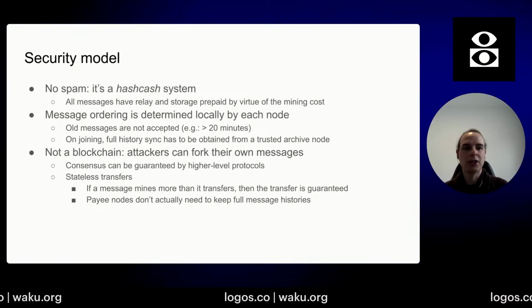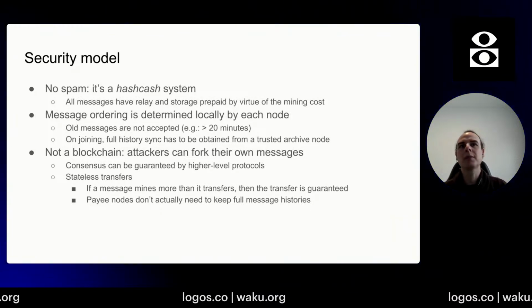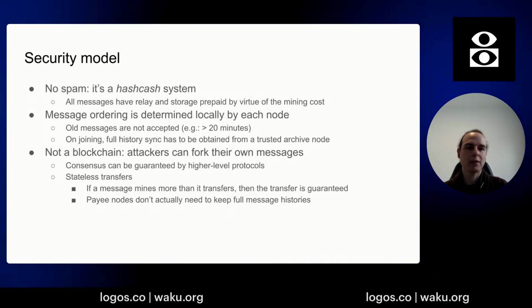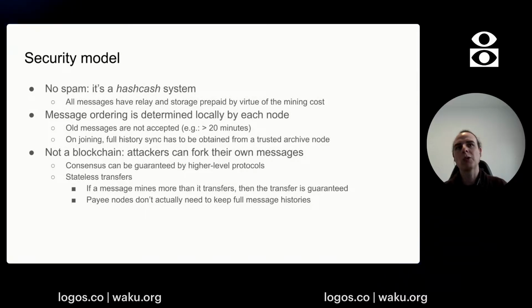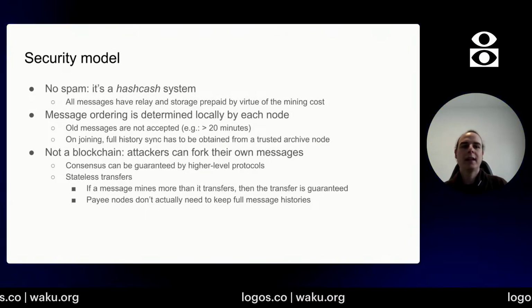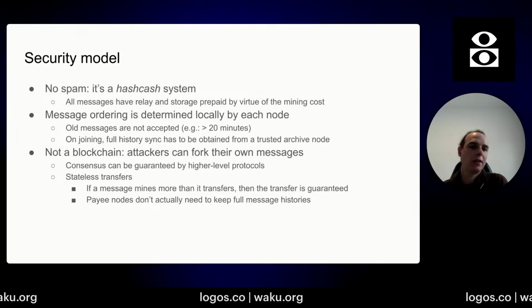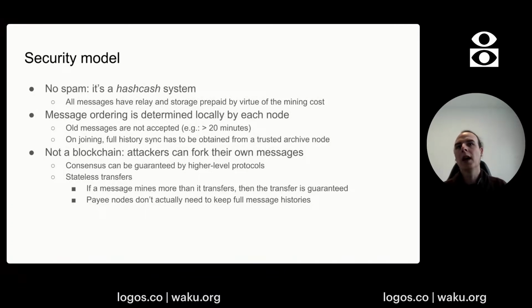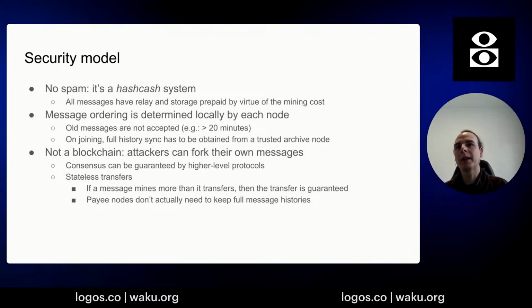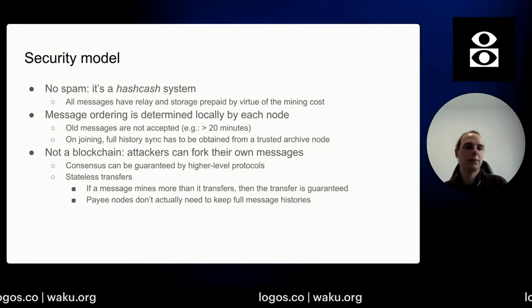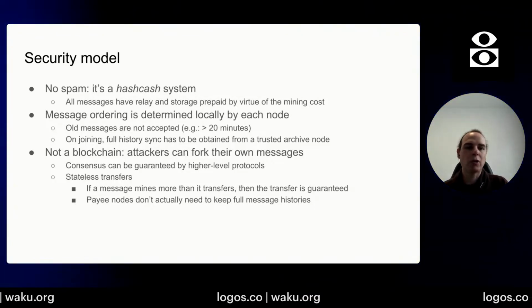Again, this is not a blockchain. This is a very, very simple system. So, for example, attackers can easily fork their own messages. They can craft a timestamp that is close to the deadline of 20 minutes, for example, and then half the network will accept the message and order it, and half will reject it, and so you just fork your own message. To solve this problem, you could implement consensus providers which are opt-in, and this would be guaranteed by higher level protocols.